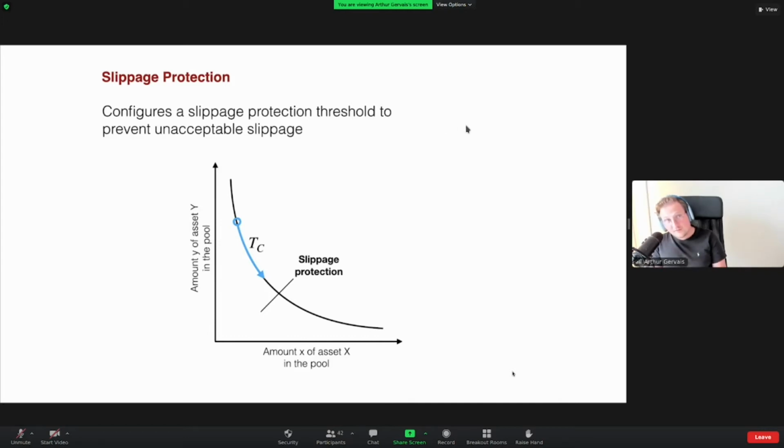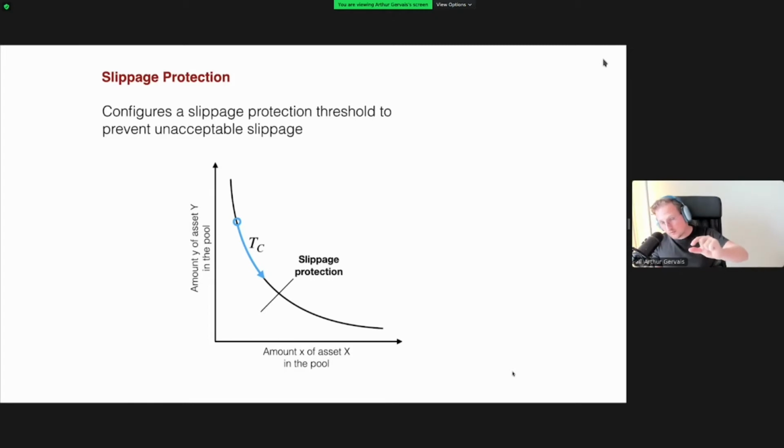Uniswap, for example, after we disclosed our work to them in November 2020, tightened their default slippage protection on their interface. So you can go on the Uniswap website, which is an AMM, and there is a slippage protection parameter.